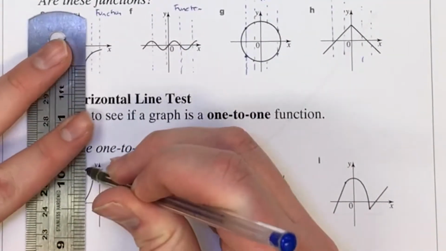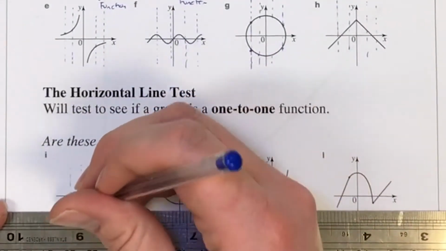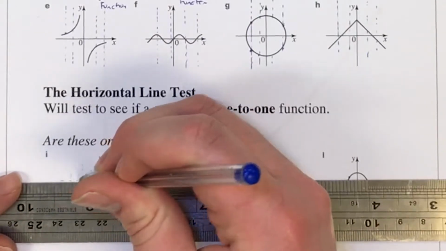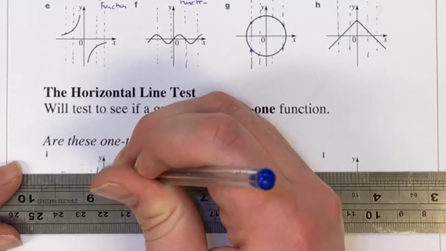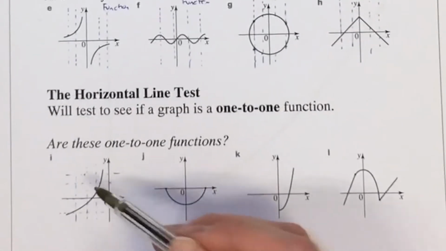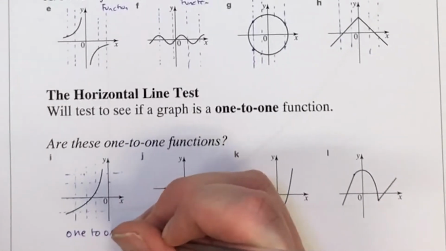So for example, this all passes the vertical line test. Let's see if this passes the horizontal line test. And as you can see, it only ever hits the line once, no matter which direction I'm going. So this is a one-to-one function.